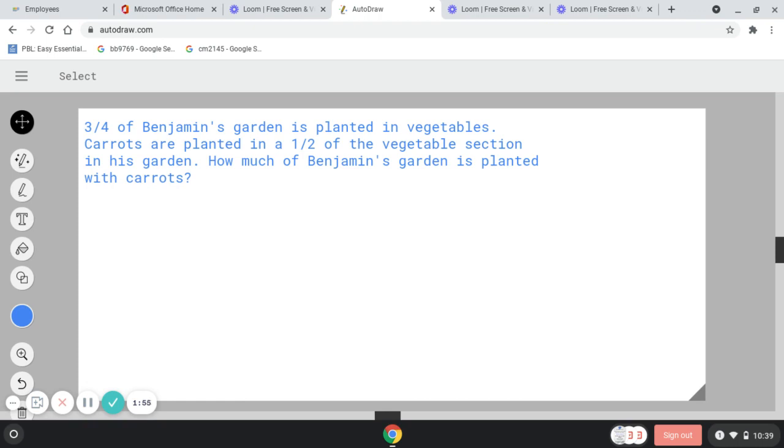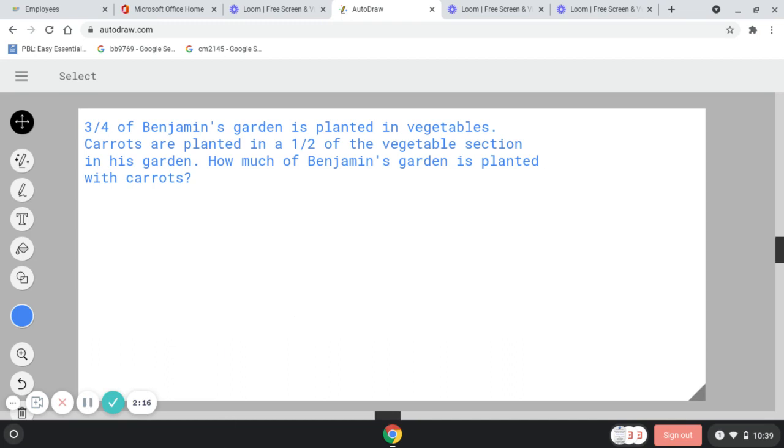3/4 of Benjamin's garden is planted in vegetables. Carrots are planted in a half of the vegetable section in his garden. So again, let me give you a moment to just kind of think about the quantities that were represented within this problem.